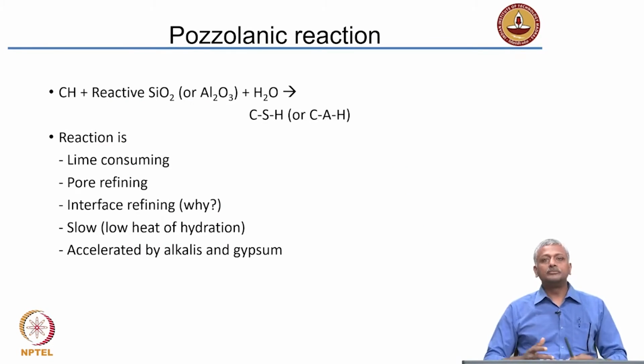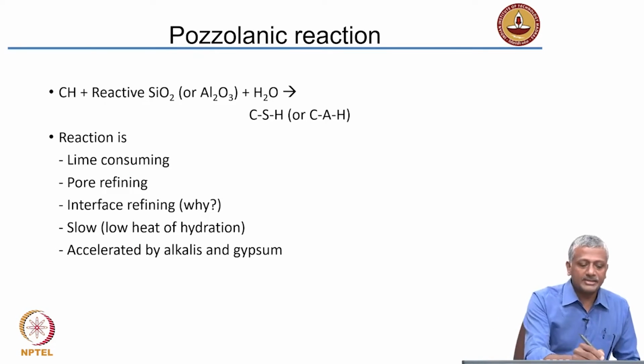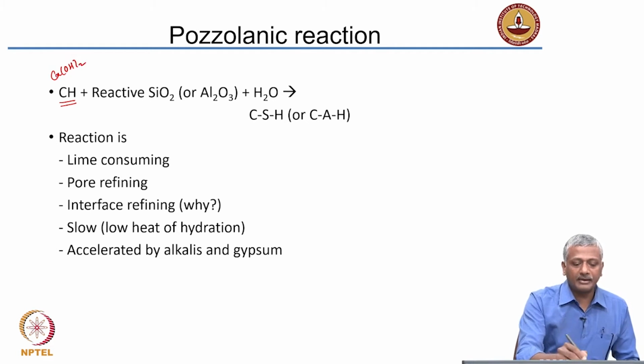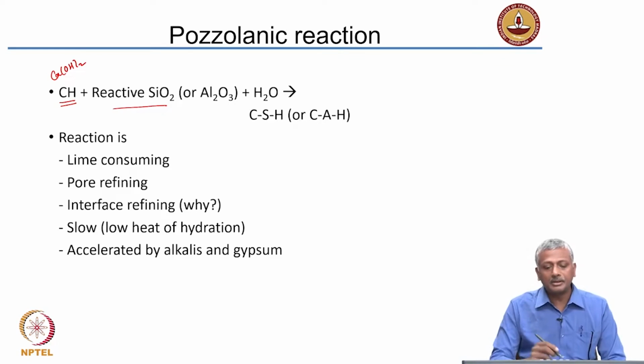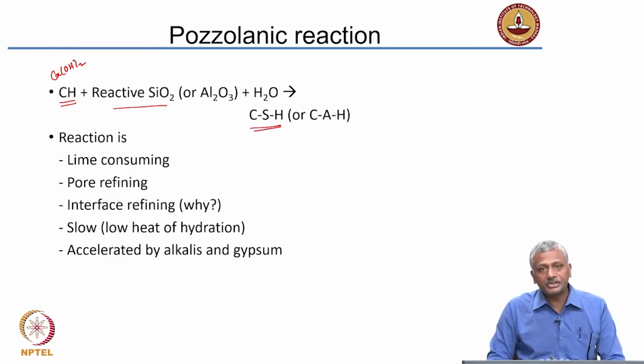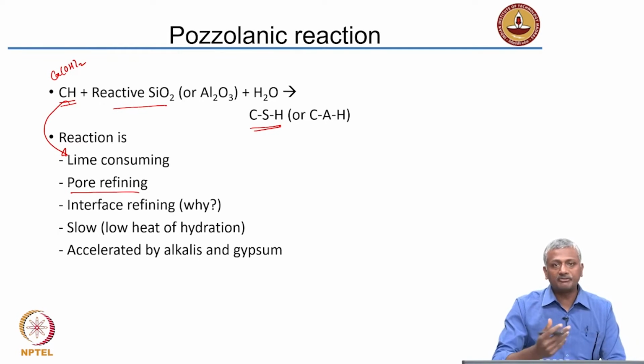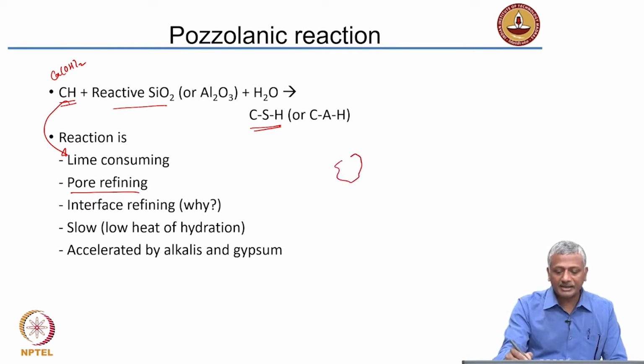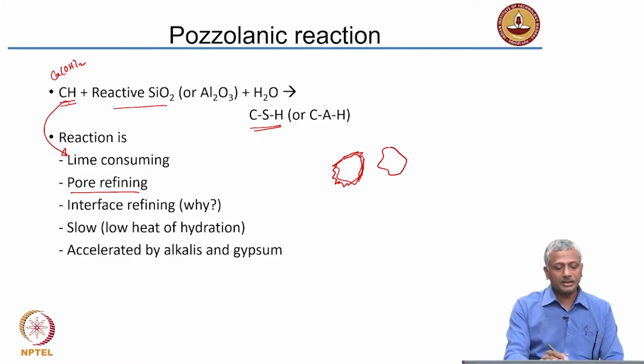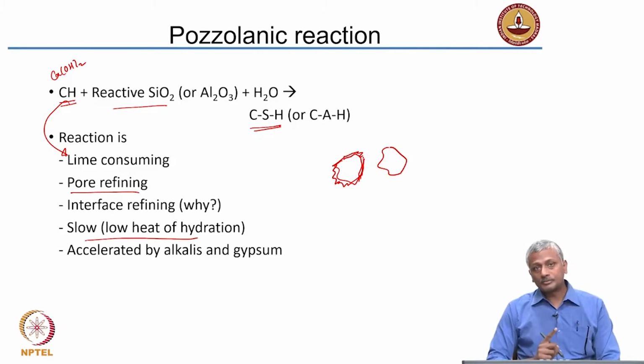Again, just to reiterate, the pozzolanic reaction is the reaction between calcium hydroxide that forms from cement hydration and reactive silica that you get from the pozzolanic material to produce additional calcium silicate hydrate. So what you are doing is consuming this lime, refining your porosity, and also refining the interfaces. If you consider aggregates, the cement paste around the aggregate gets a lot denser in the case of a pozzolanic reaction. This reaction is slow, so it leads to an overall reduction in the heat of hydration.